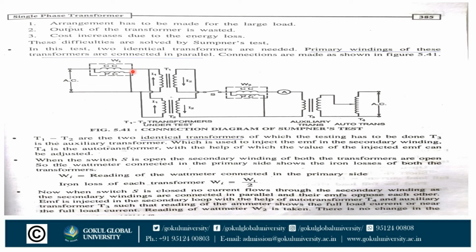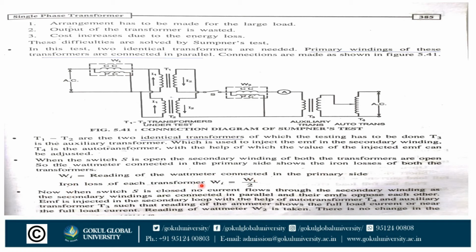Secondary winding is open circuited, so whatever the wattmeter reading shows, it shows the iron loss of both the transformers. So W1 indicates the reading of the wattmeter connected in the primary side.